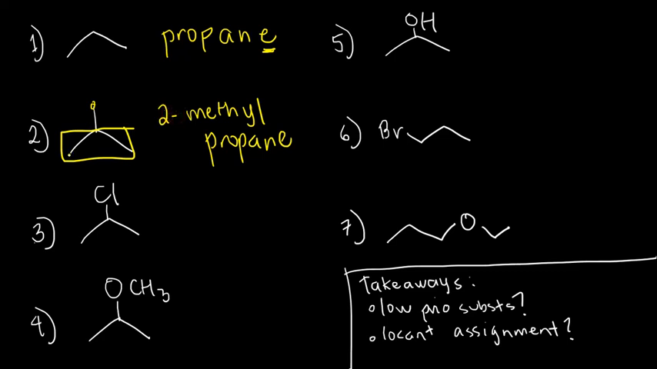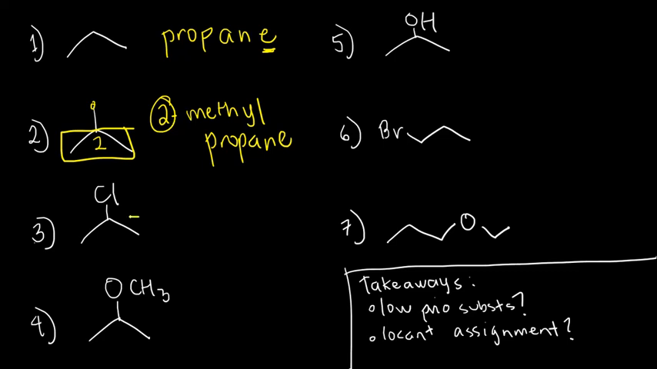Propane has 3 carbons, this is 1, this is 2, this is 3. Even if you count backwards, 1, 2, 3, your methyl will always be at number 2. So this is the complete name. We call these numbers locants because they tell you the location of a substituent.